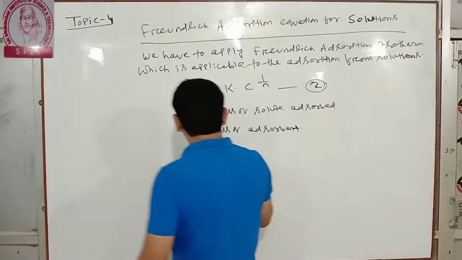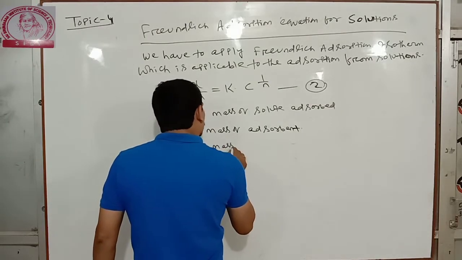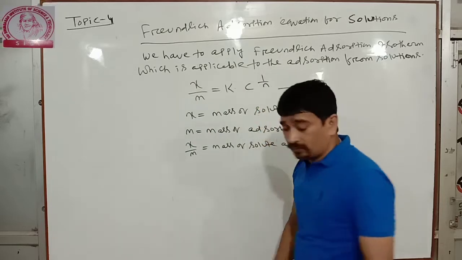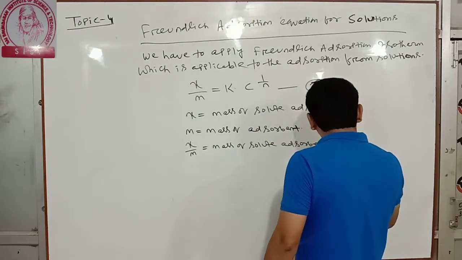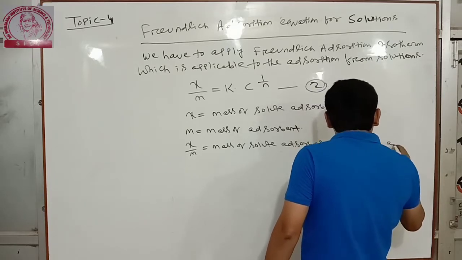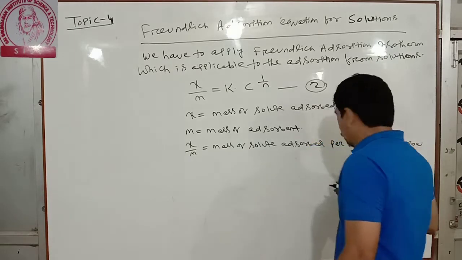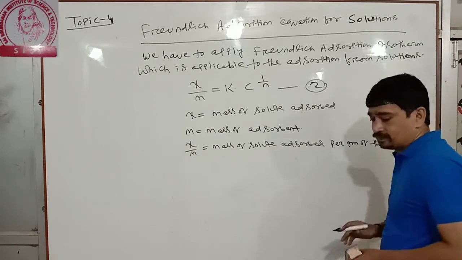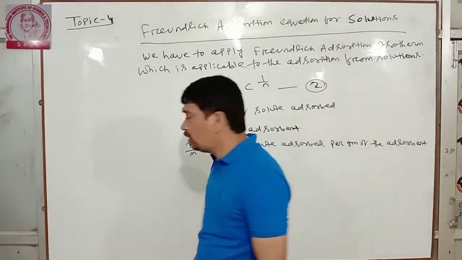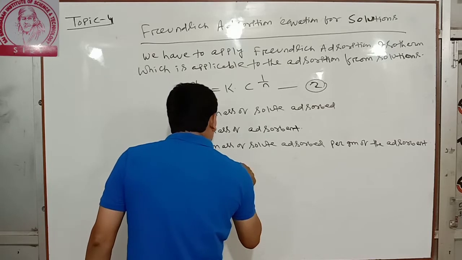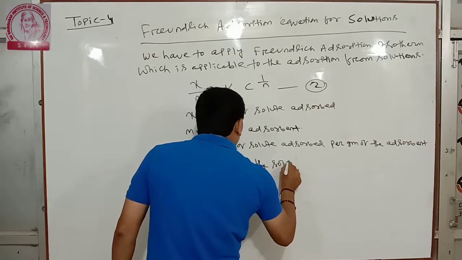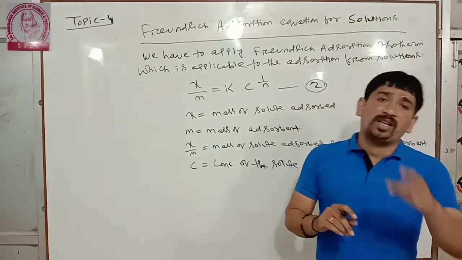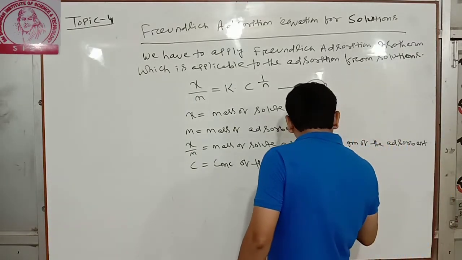Next is x by m, the mass of solute adsorbed per gram of the adsorbent. c is the concentration of the solute in solution.